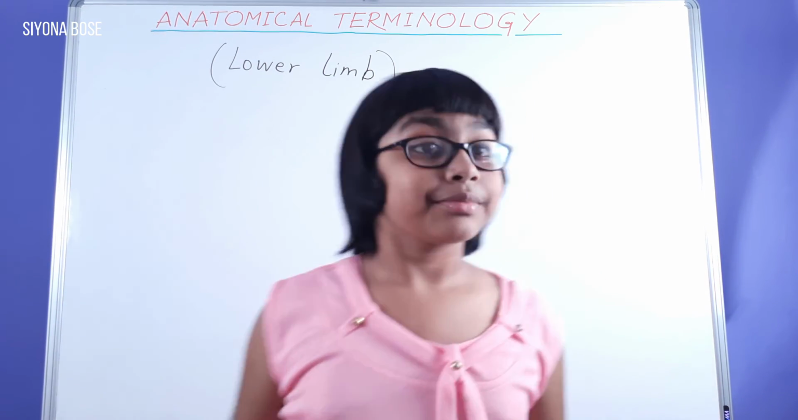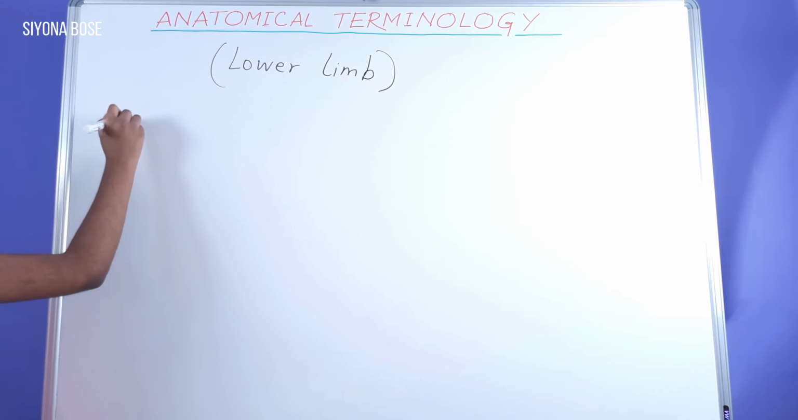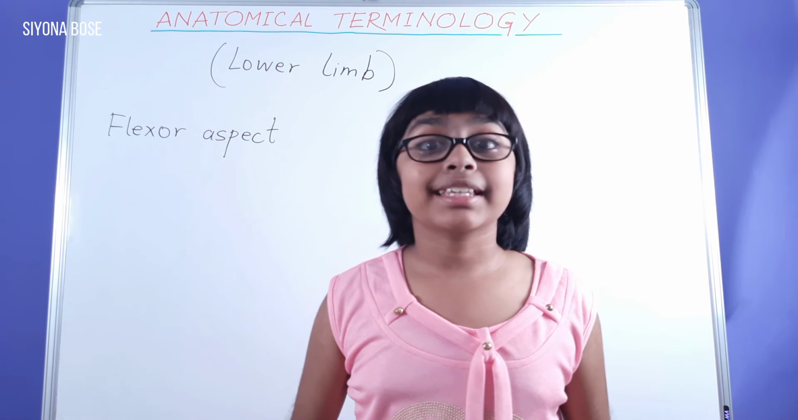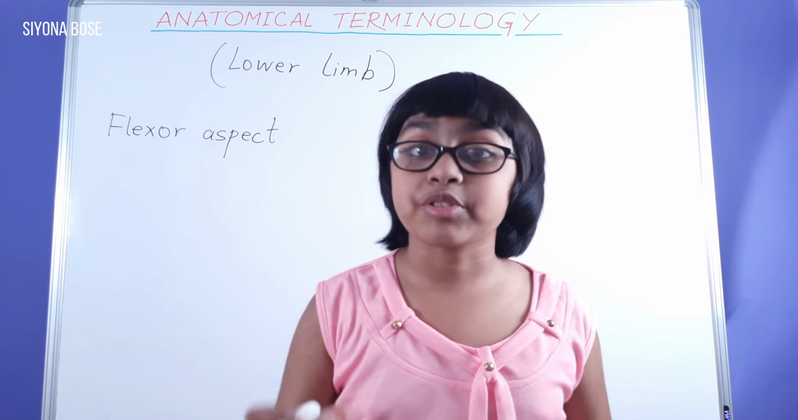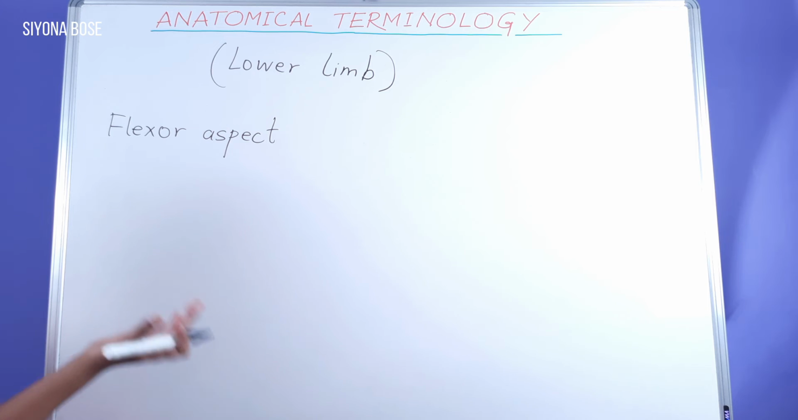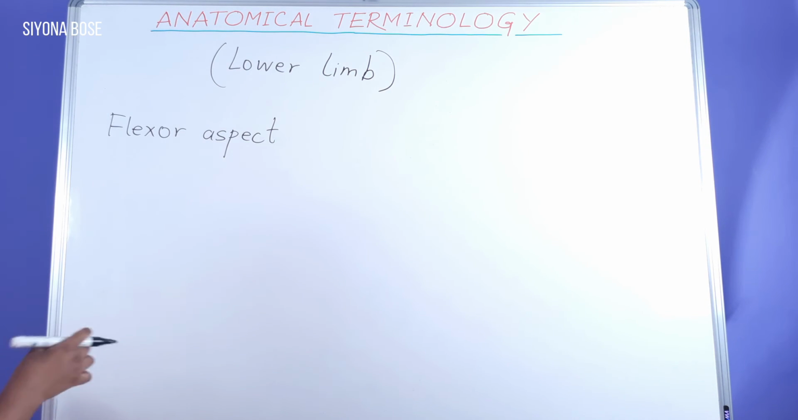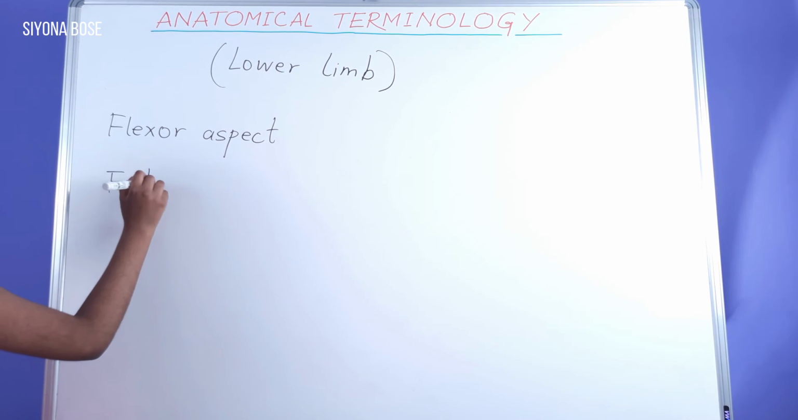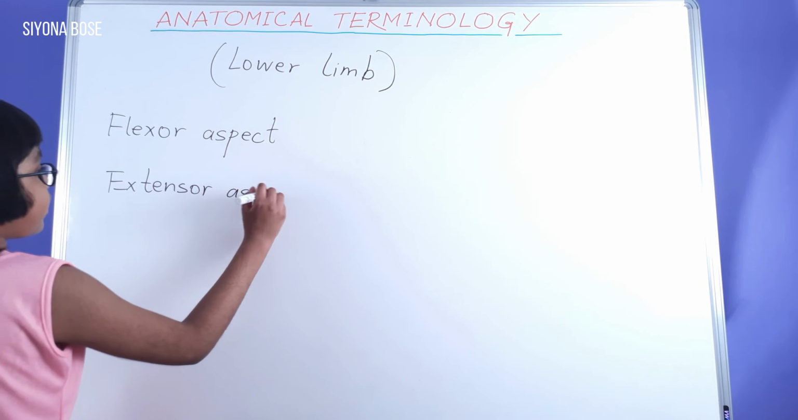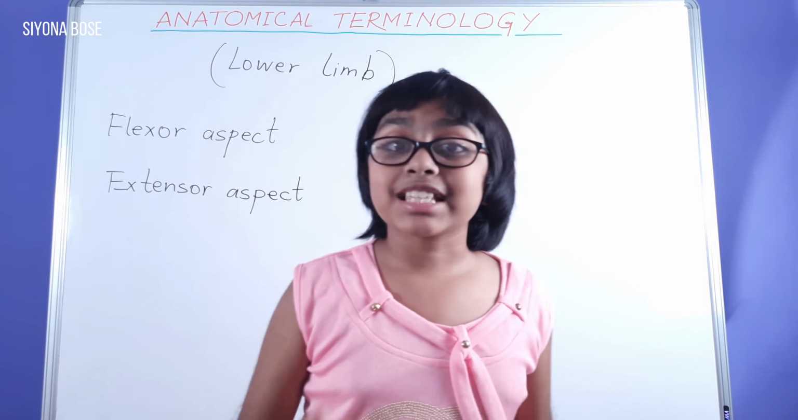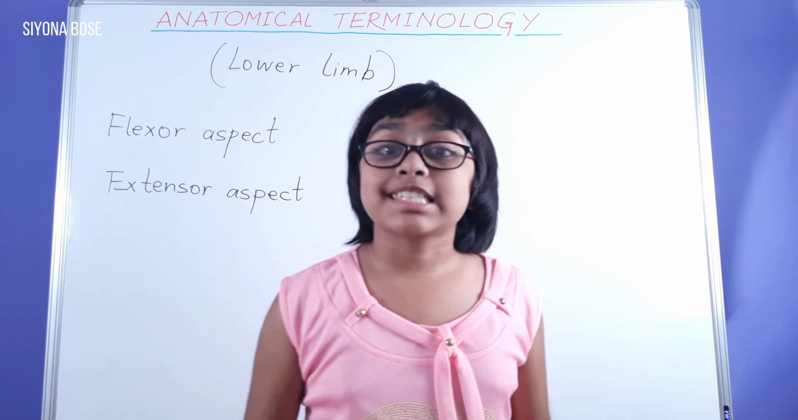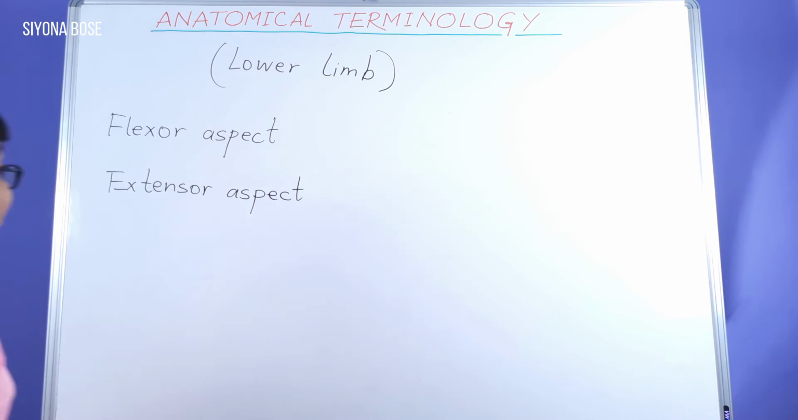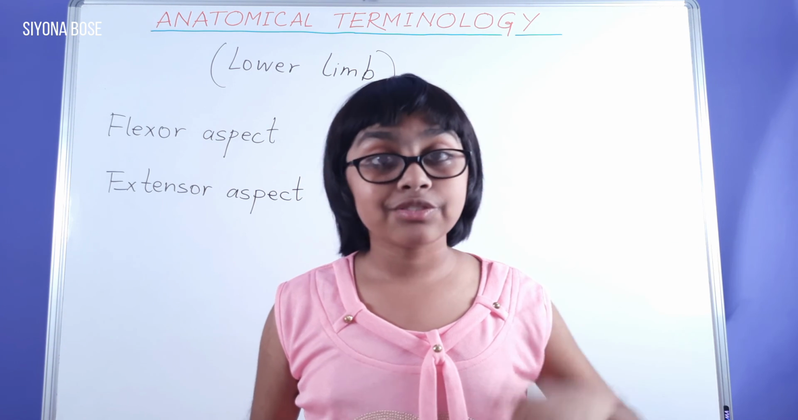We have flexor aspect. And this flexor aspect, in case of lower limb, it is the back aspect, similar to posterior. But in contrast to upper limb, in upper limb, the flexor aspect is the front aspect, whereas in lower, it is the back aspect. And obviously, the opposite is extensor aspect. The extensor aspect in case of the lower limb is the front aspect, similar to anterior. That means in upper limb, flexor and extensor mean front and back respectively, whereas in lower limb, flexor and extensor mean back and front respectively.